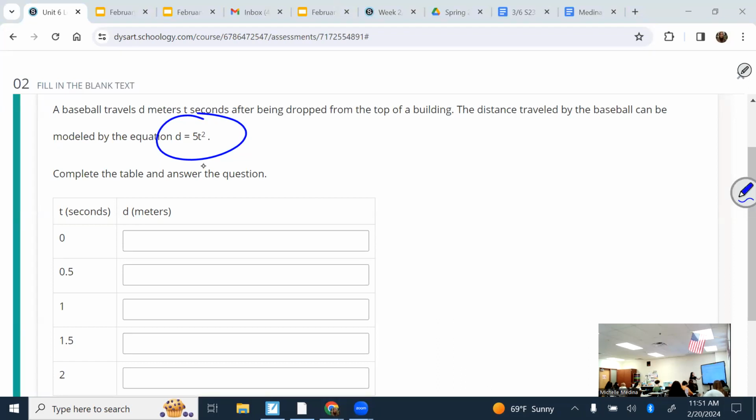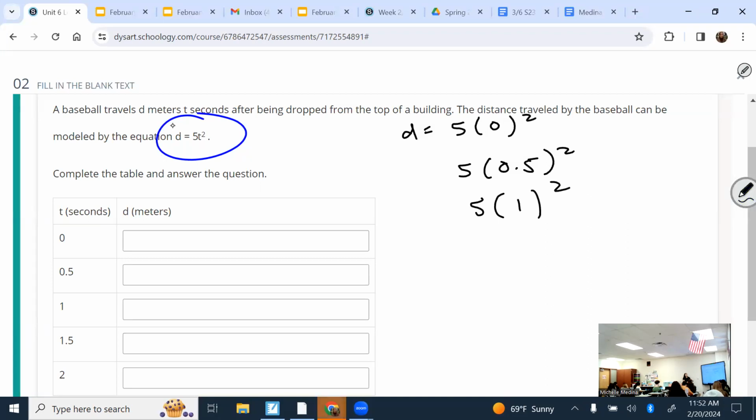If it gives me d's and I need to find the t, then you plug in for the value of d and then solve for t. But for the most part, it was just you computing your inputs is what I saw on your test. So in each of these, I'm plugging in for t. So first I'll have 5 times 0 squared, then 5 times 0.5 squared, 5 times 1 squared, like do you see, like we're just plugging in.